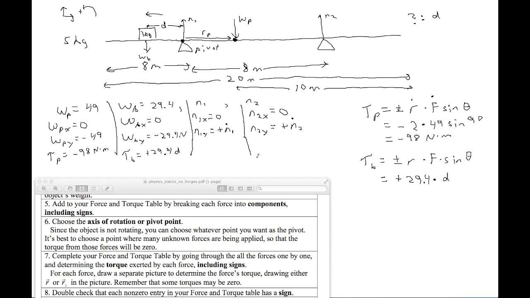Okay. And then what would be the torque from normal force 1? So that would be 0, because this force is being exerted right at the pivot. So R would be 0. Good. Right. And what would be the torque from normal force 2? So the distance is 8 meters. So it would be 8 times N2.